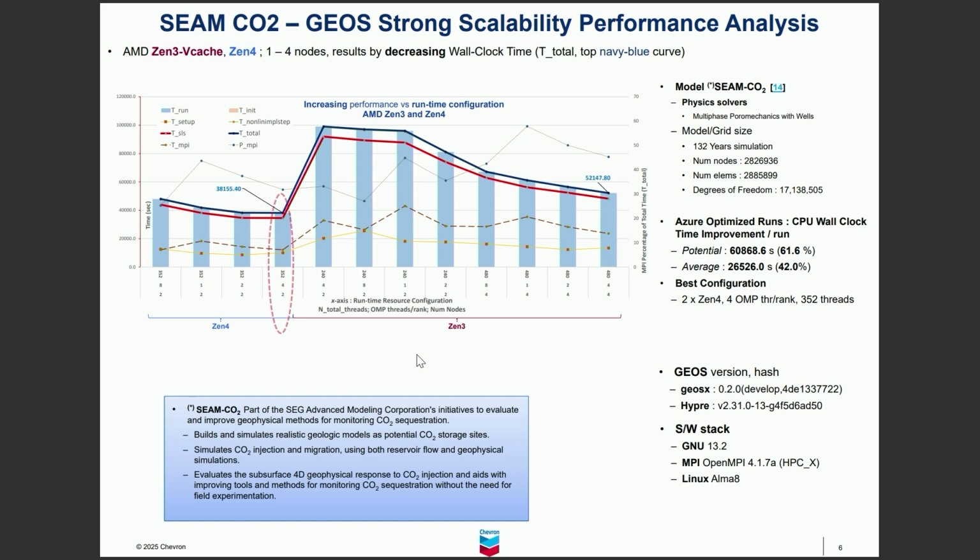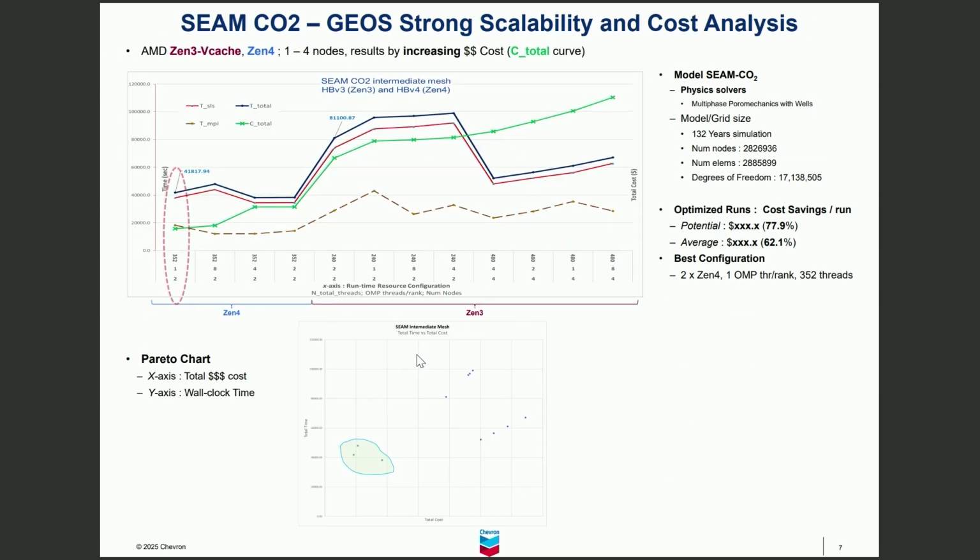Okay. Next, the cost. The cost savings we had were almost 78%, on the average 62%. So you can get some quite nice savings if you go this way.